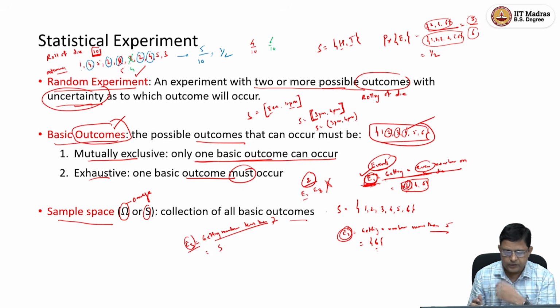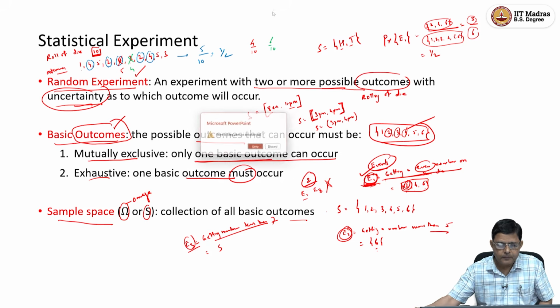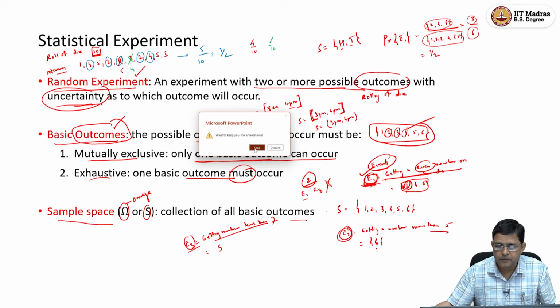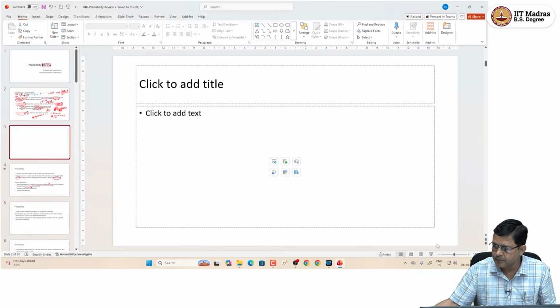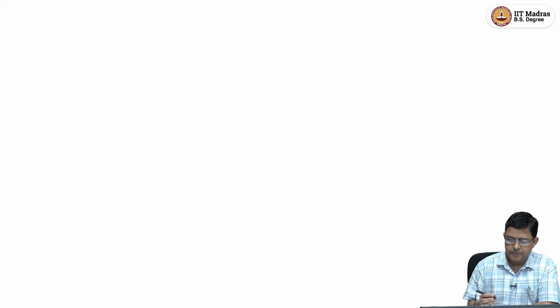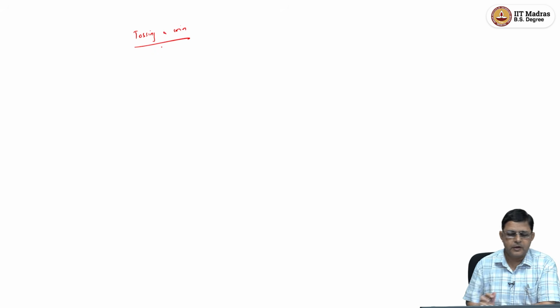Let us do this using a simpler example. What happens every time there is a cricket match? I am sorry, I am taking a lot of cricket examples, but we are a cricket crazy nation, so it doesn't matter. Tossing a coin. That is my experiment.